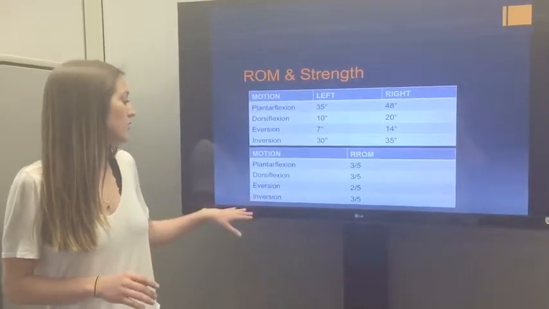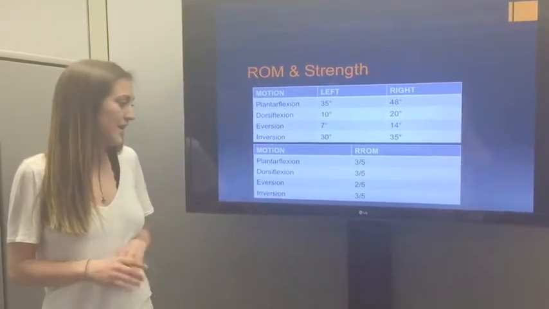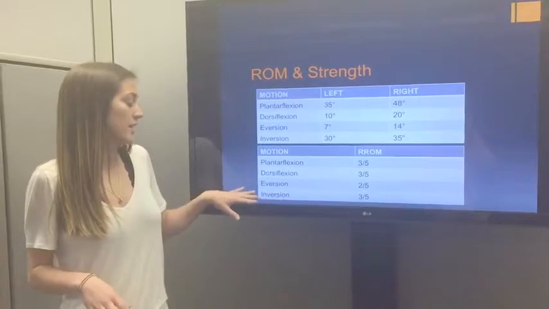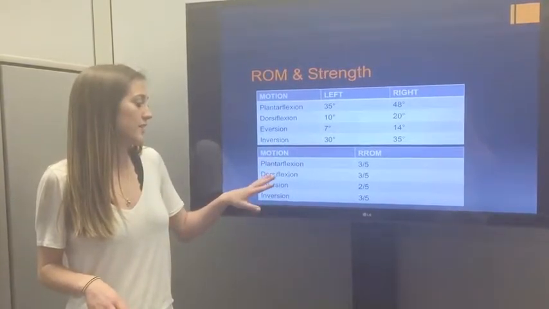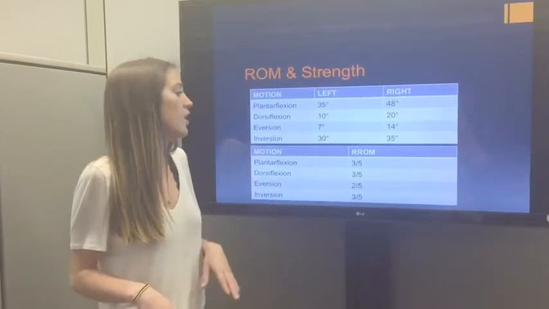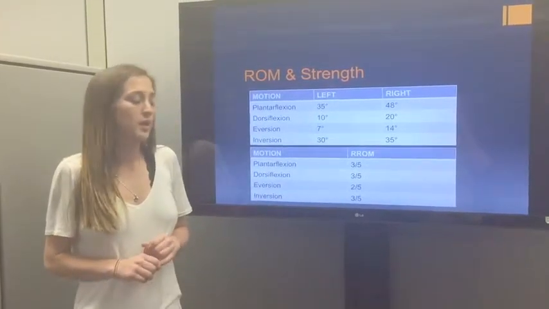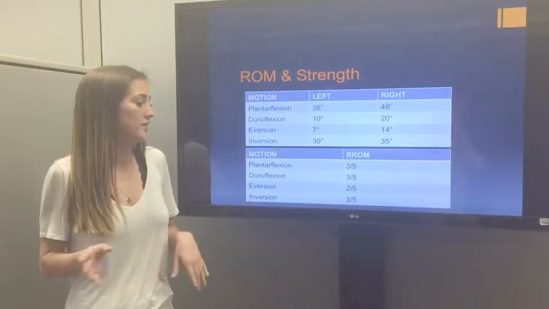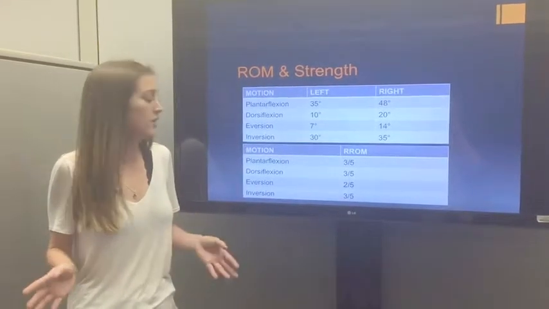And then when you look at his resistive range of motion, in his left foot, he doesn't have a 5 out of 5 on really anything, so we're going to work on getting those back to normal, because when compared to his right foot, he has 5 out of 5 on all.